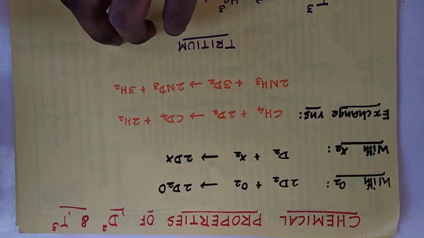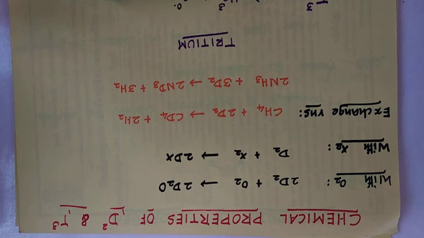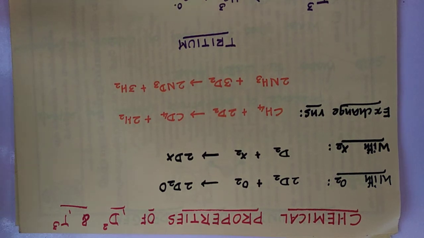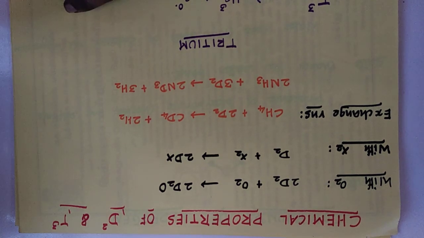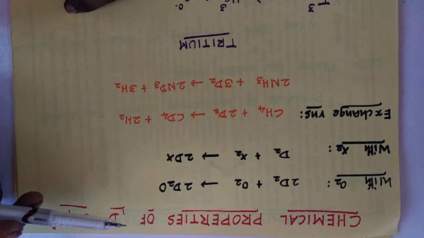Dear students, we have seen the preparation of deuterium and tritium. Now we can see the chemical properties of deuterium and tritium. Only limited chemical properties are there. In the case of deuterium there are 3 chemical properties, and in the case of tritium only 1 chemical property is given in your textbook. The first 3 equations are the chemical properties of deuterium.